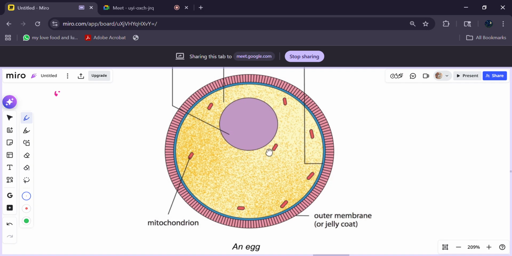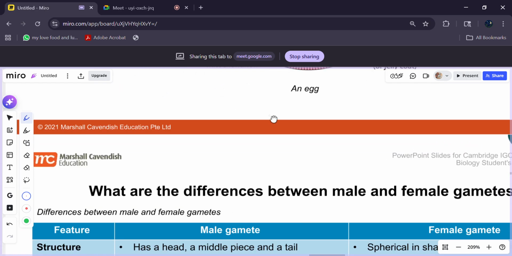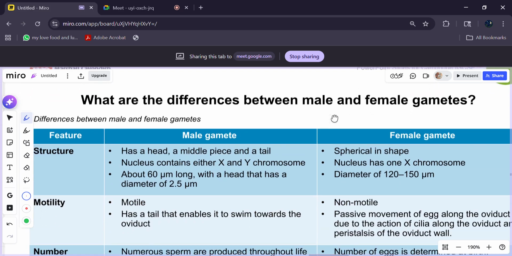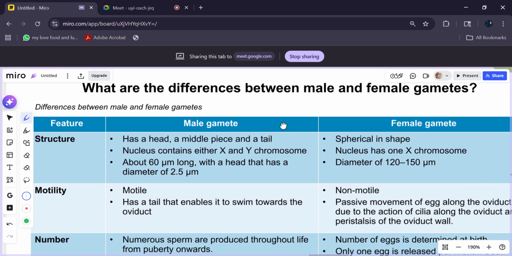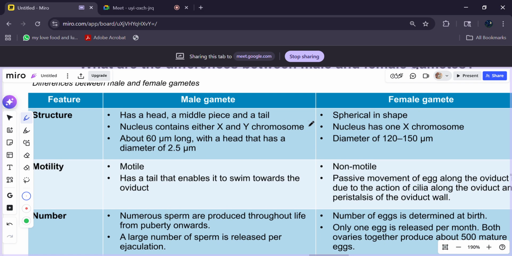These enzymes break it down to allow the sperm to enter the egg cell, the ovum. Now that we understand this, let's go on to learn about the differences between a male and a female gamete. The difference between male and female gametes. Now, what is the difference? We know that the male gamete is known as the sperm, and the female gamete is known as the ovum.